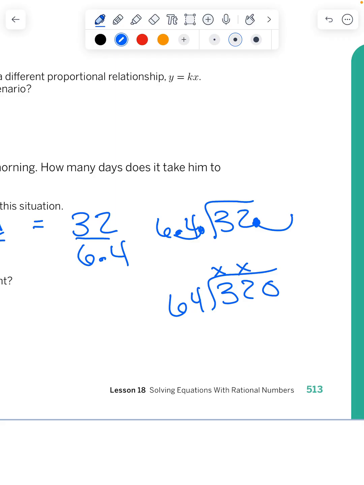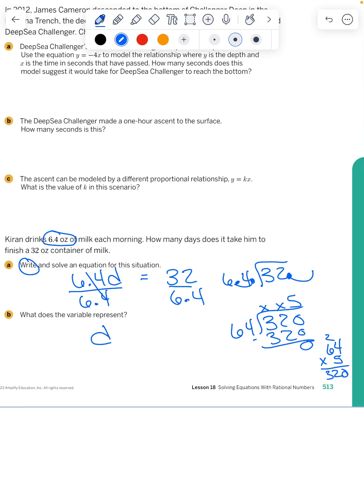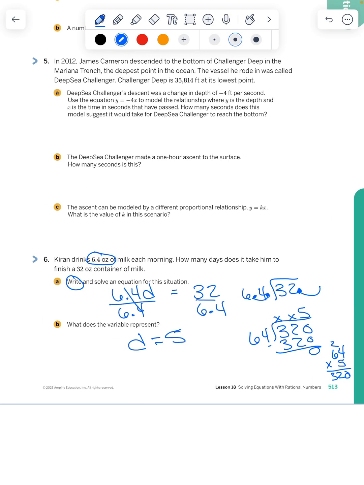64 doesn't go into 3. 64 doesn't go into 32. Do a little bit of estimation. I know 60 times 5 is 300. So let's try 64 times 5. 320. So we got it. So it's going to be 5 days before they can finish the milk container.